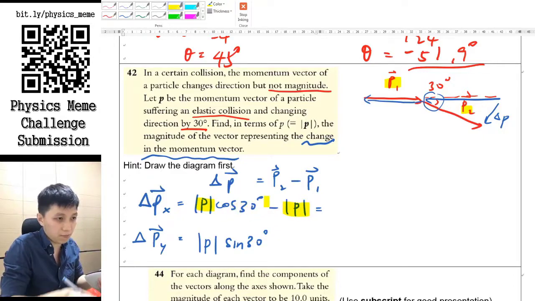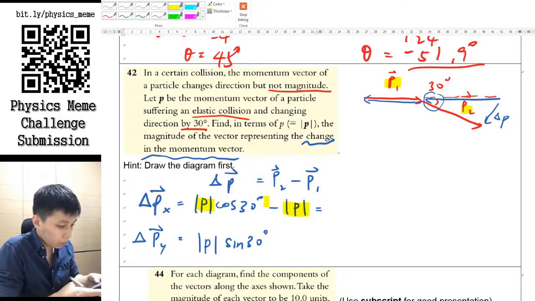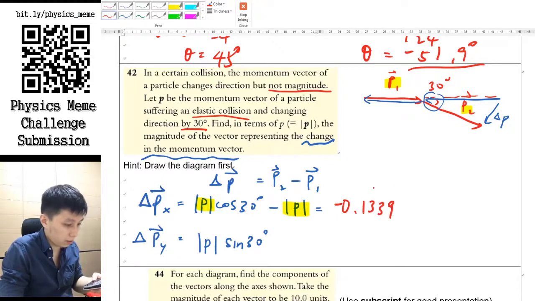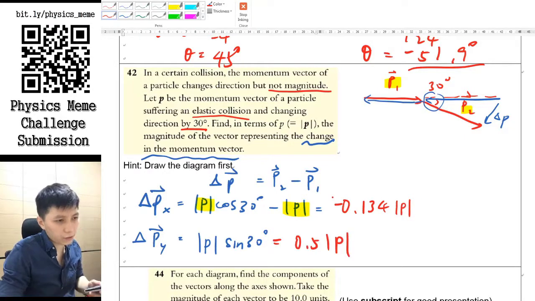And if you try to find, well, this obviously is cosine 30 degree minus 1, so that's going to be negative 0.1339, or simply 134 of P, and the vertical one is 0.5, because that's only sine 30 degree of the magnitude of P originally.